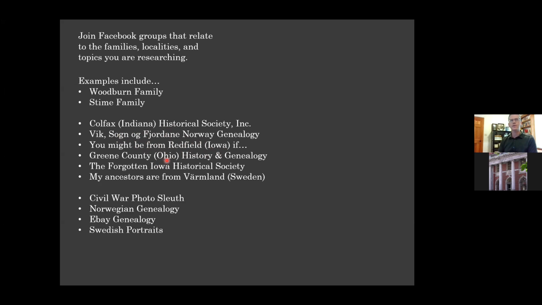This is a county in Ohio that I have family from. The Forgotten Iowa Historical Society just has all kinds of interesting, weird things about Iowa history that are posted there. And an area of Sweden that my family's from. So you just never know if there's a group or not and if it's active, but it's worth trying to find those types of things.